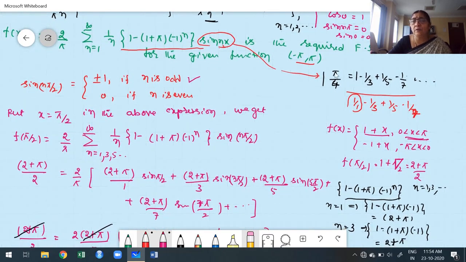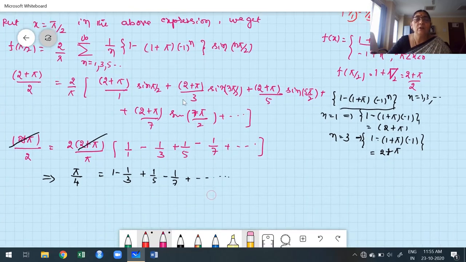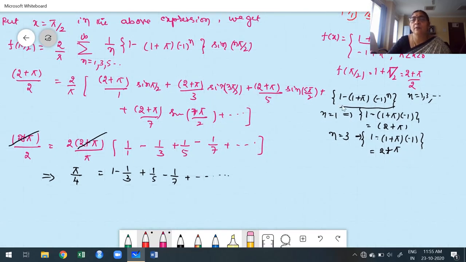After that, I want to deduce this. You compare that. I have to retain only odd terms, I don't want even. Because we have a sine function, I'm going to choose sine n pi by 2. Sine n pi by 2, you know, is plus or minus 1 if n is odd and 0 if n is even. After the simplification, we get the required result. While simplifying, I evaluated the bracket value separately for n equal to 1, 2, 3, and we get 2 plus pi. Now both 2 plus pi cancel, and automatically we get the required result. This is a way to prove it.